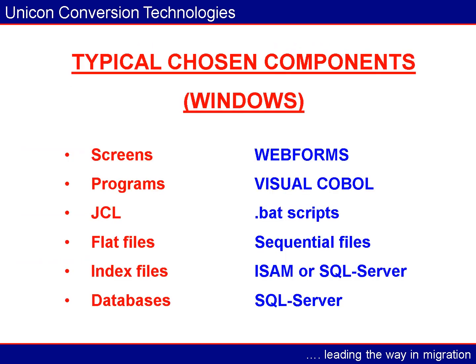But a successful migration project must convert all the components that were used on the mainframe platform to the customer's chosen Windows components. The typical set of chosen components for Windows is ASP.NET Web Form screens, Visual Cobol programs, .bat scripts for the JCL, sequential files, index files, and SQL Server tables. Other than the Cobol code, the two main components to be converted are screens and data. So how are these converted?